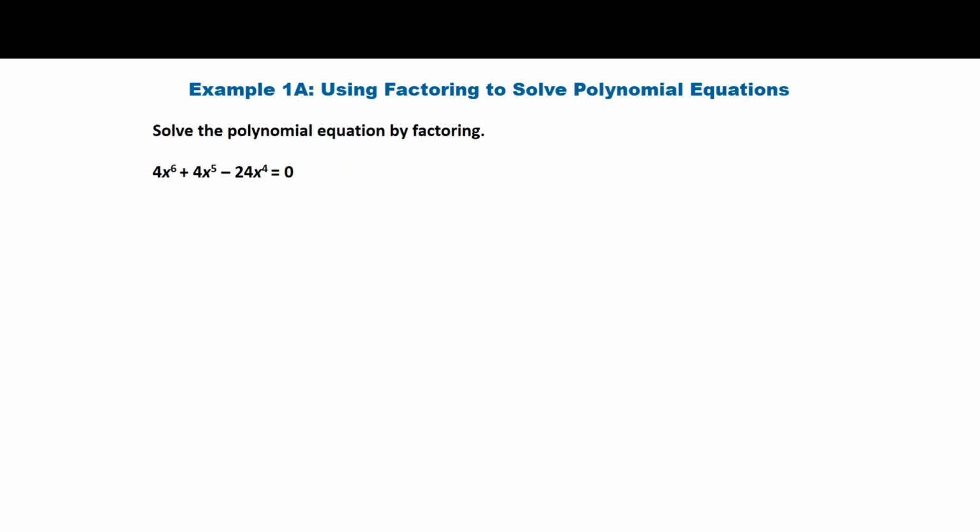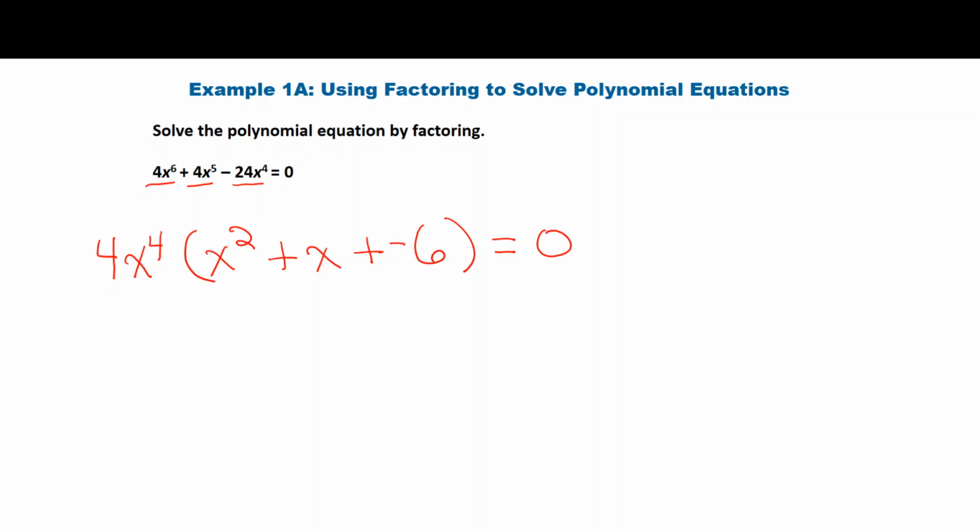It says solve the polynomial equation by factoring. We've done this back in lesson 6.4. The first thing we do when we look at this is ask, is there something we can take out of all of these terms? We have 4x to the 6th, 4x to the 5th, and 4x to the 4th. I see that each of these terms has a 4 and an x to the 4th in it. So I'm actually going to factor out 4x to the 4th. And what that leaves me with is x squared plus x minus 6 equals 0.